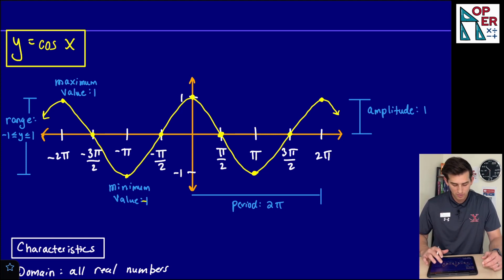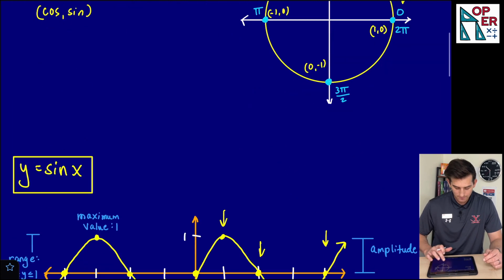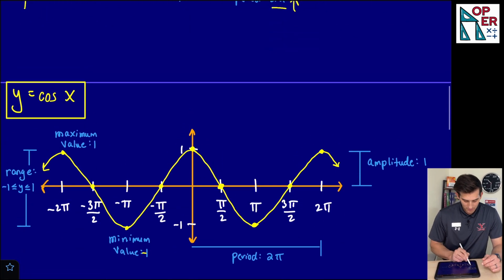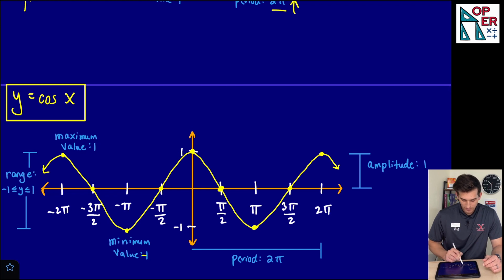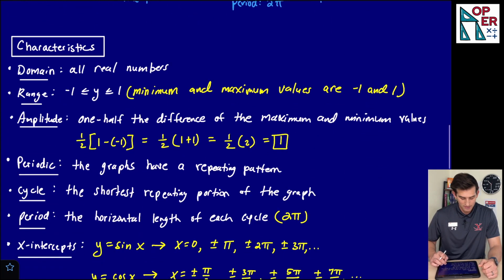So let's verify those points that we had. If we go back to our table, just starting at negative 2 pi going forward, we had 1, 0, negative 1, 0. So back to cosine, 1, 0, negative 1, 0, and just kind of repeats that pattern. So 1, 0, negative 1, 0, and back to 1. Okay, so that's what our cosine graph would look like. And so now let's talk a little bit more about period, amplitude, and some other important characteristics for sine and cosine graphs.